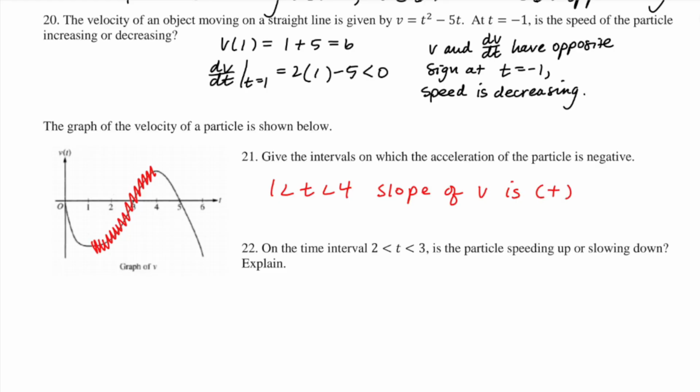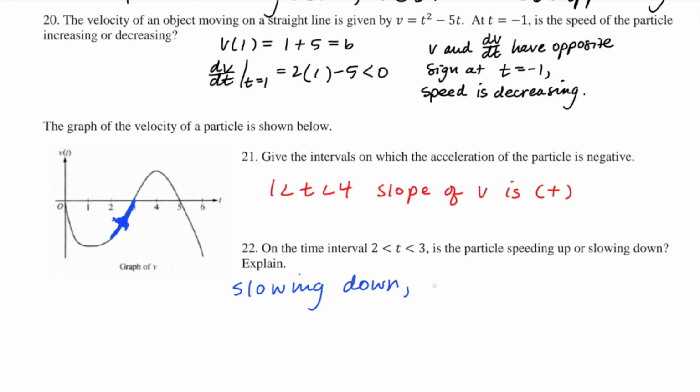All right. On the time interval 2 to 3, is the particle speeding up or slowing down? Explain. Well, slowing down because it's moving closer to 0. Okay, at t equals 3, the velocity is 0. But our answer needs to be in terms of calculus.